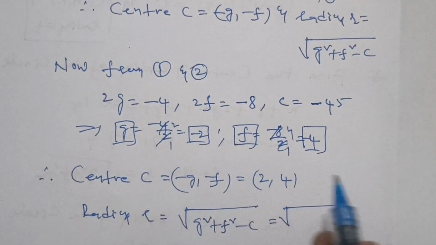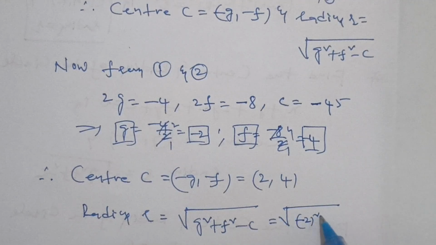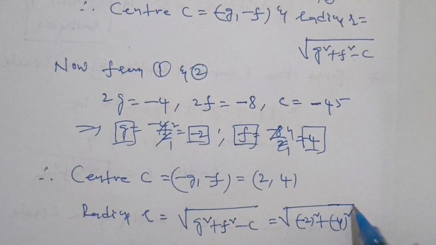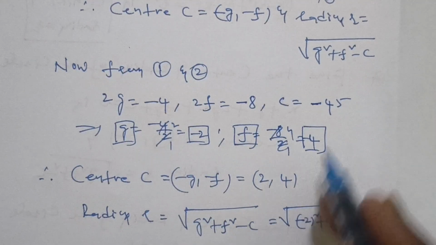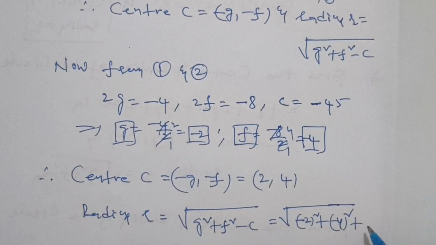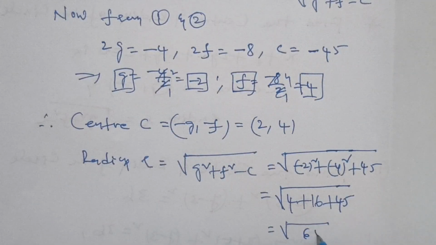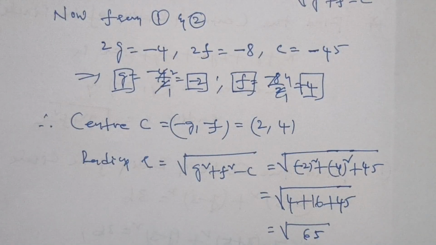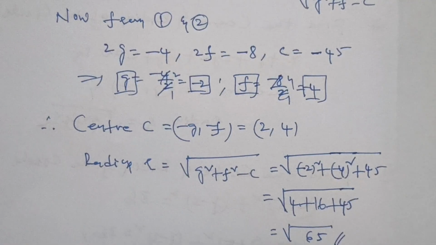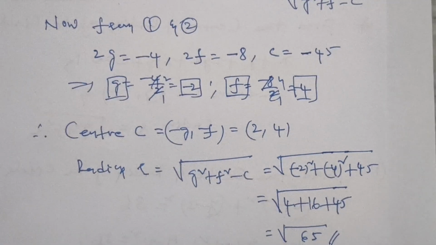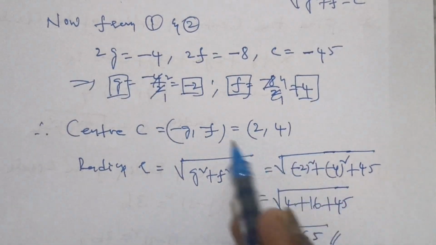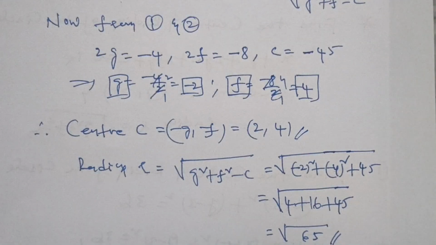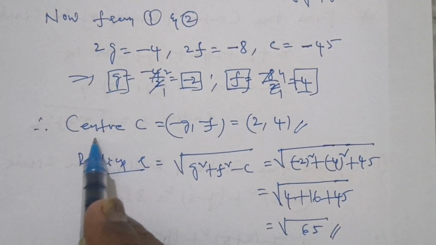Radius r equals to the square root of g square plus f square minus c. The g value is minus 2 whole square plus the f value is minus 4 whole square minus the c value is minus of minus 45, plus 45. So by simplifying this, 2 square means 4, 4 square means 16, plus 45. So square root of 65. This is the radius. So this is the center and this is the radius in the first method.